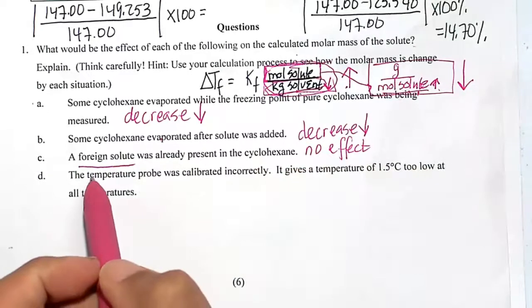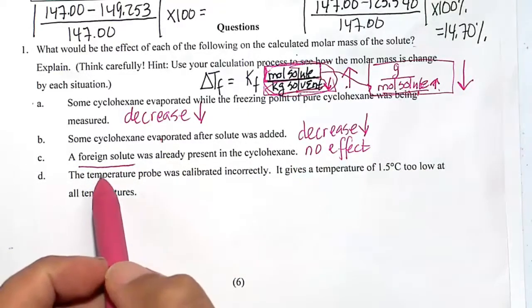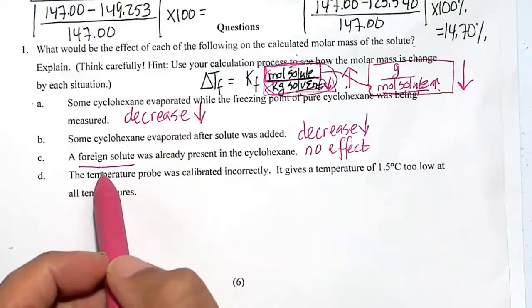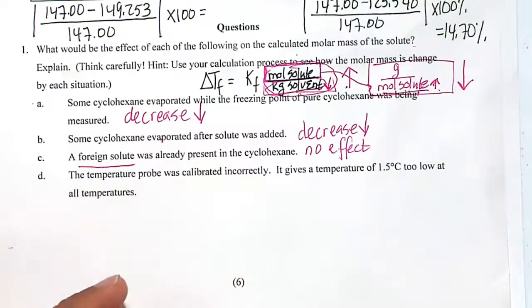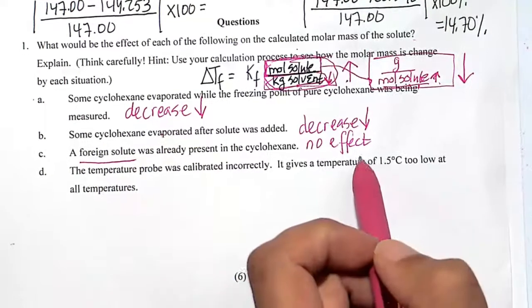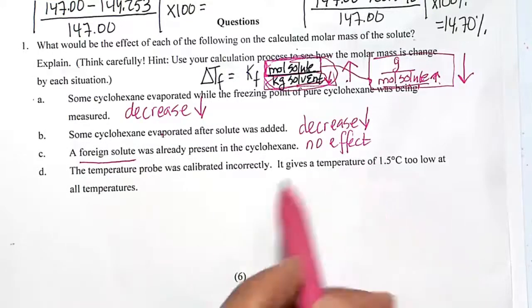Once again, there was a contaminant in the cyclohexane. We calculate the freezing point of the pure cyclohexane. We add our unknown. Nothing has changed. The contaminant is still there. It just propagates along with the rest of the experiment. So it does not have any effect on your calculated molecular weight, molar mass.